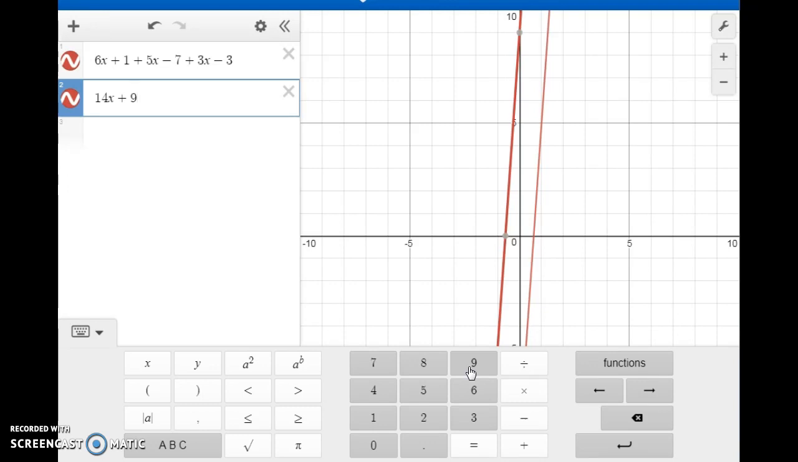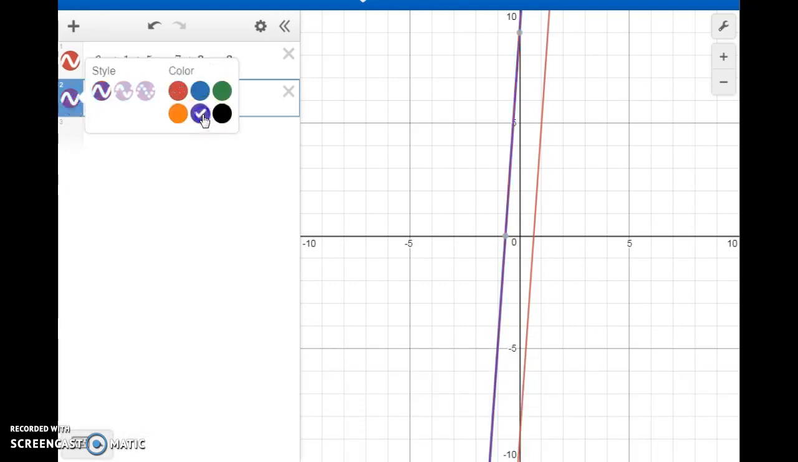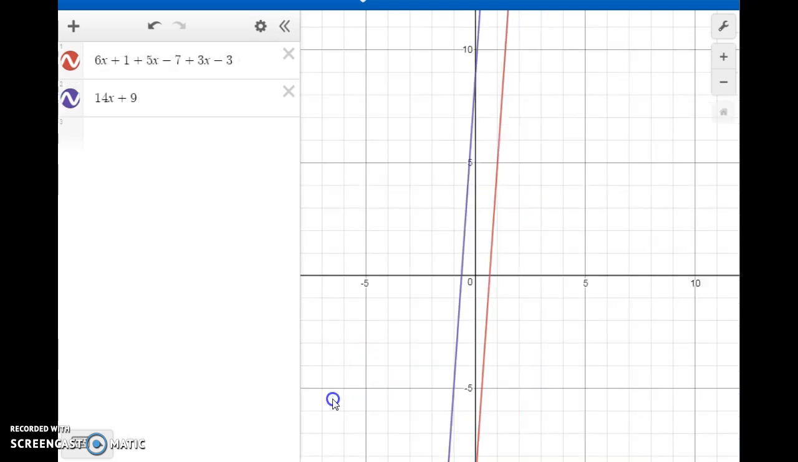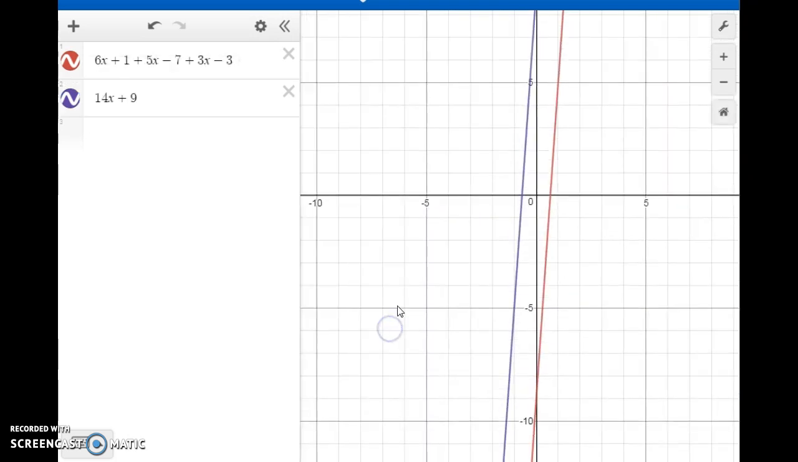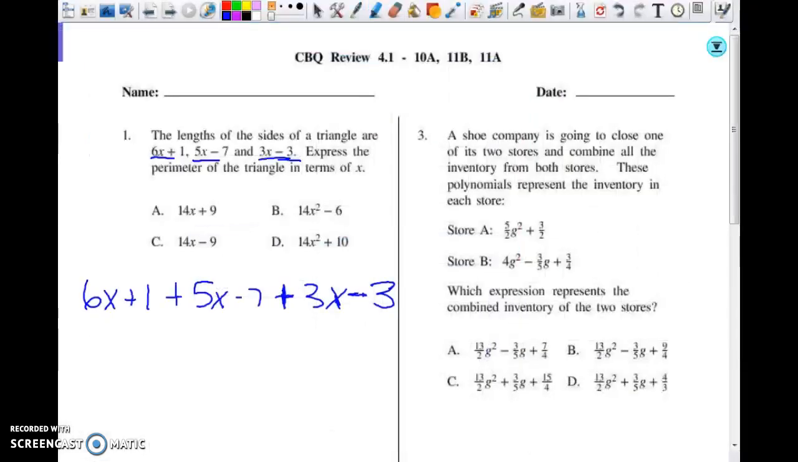Could that be the perimeter of my line? No, right? If it's the perimeter, if we added all of it, they should be the same. So that doesn't work, so it's not A. So again, we got C, and it was minus 9.